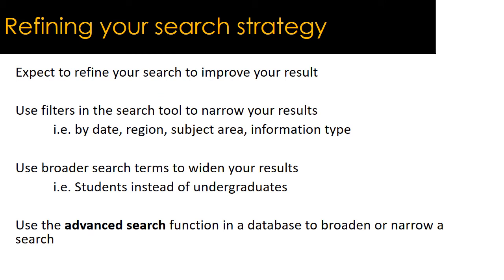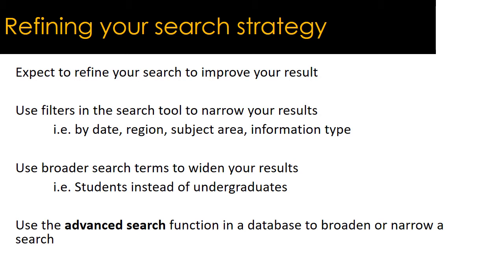It's quite usual to have to refine your search strategy in order to improve the results that you have from searching in a database. There are a number of ways in which you can do this. Most databases come with filters to allow you to narrow your results by things like date, region, subject area, or information type. You might also consider using broader search terms to widen your results. So for example, in our search, you may use students instead of undergraduates.